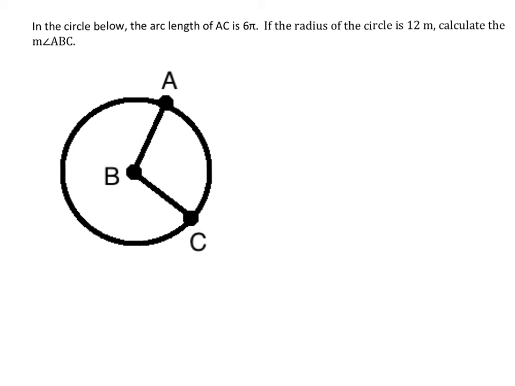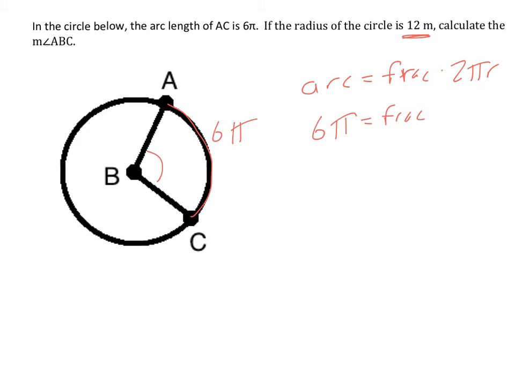All right, now moving on to a slightly different one. In this case, I know the arc length. They're telling me this is 6 pi. And I know the radius of the circle, I want to find the measure of this angle. So once again, we can say, well, arc length is going to equal some fraction times the total circumference, 2 pi r. And so we say, okay, what do we know in this situation? So we know the arc length is 6 pi. What we don't know is what fraction of the circle this is.